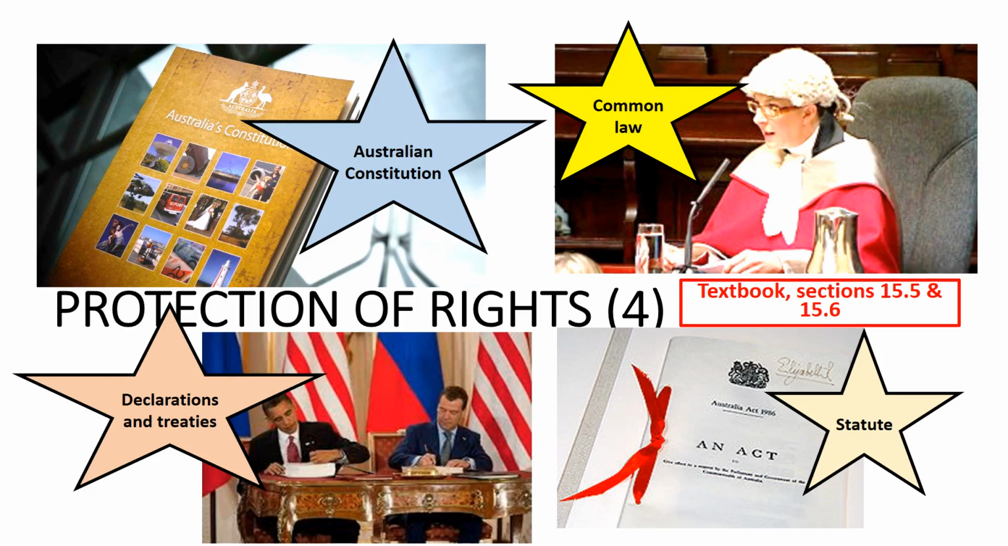This is the fourth and final video on our series on how rights are protected in Australia. So far, we've seen that rights are protected in Australia by firstly, statute, secondly, the common law, thirdly, the Australian Constitution, and in this video, we're going to look at the final way in which rights are protected in Australia, which is through international declarations and treaties.